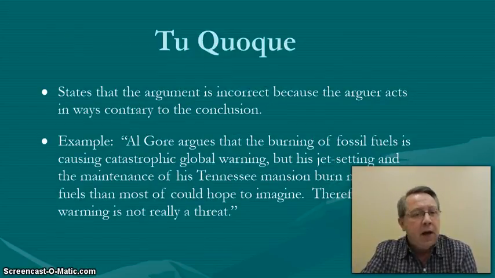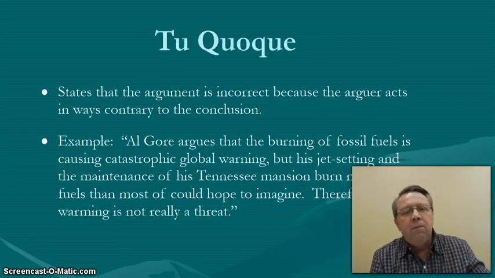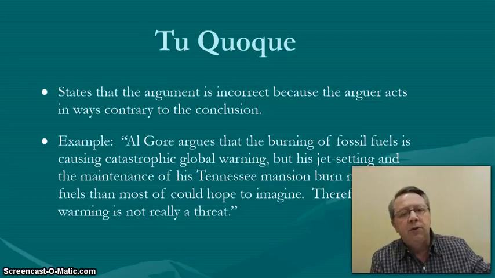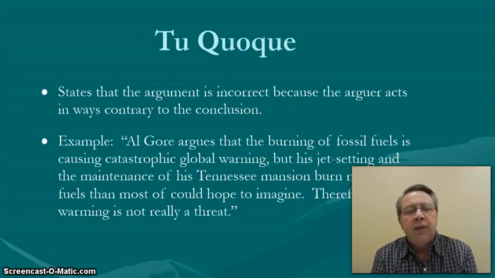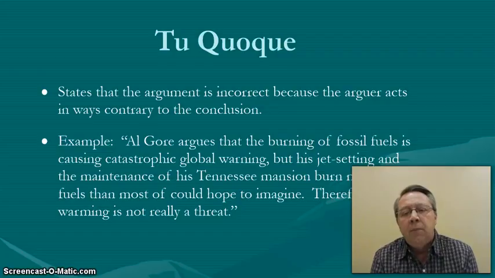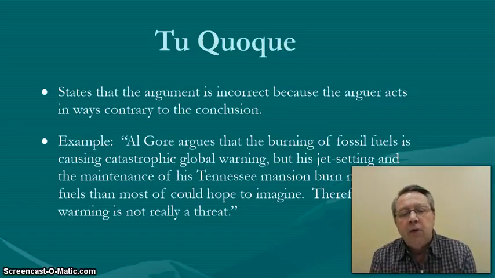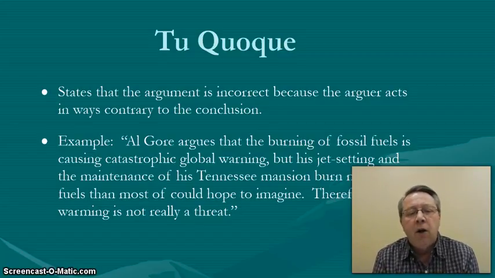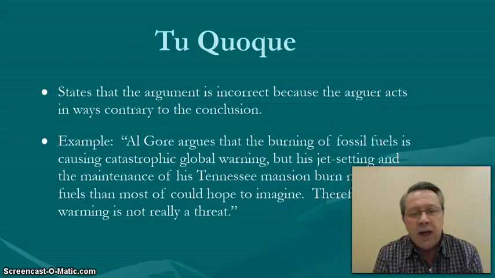The third type of ad hominem fallacy is called tu quoque, and it states that the argument is incorrect because the arguer acts in a way contrary to the conclusion. So an example, Al Gore argues that the burning of fossil fuels is causing catastrophic global warming, but his jet setting and the maintenance of his Tennessee mansion, 35,000 square foot mansion, burn more fossil fuels than most of us could hope to imagine. Therefore, global warming is not a threat. Okay, and so in this case, what have they done?